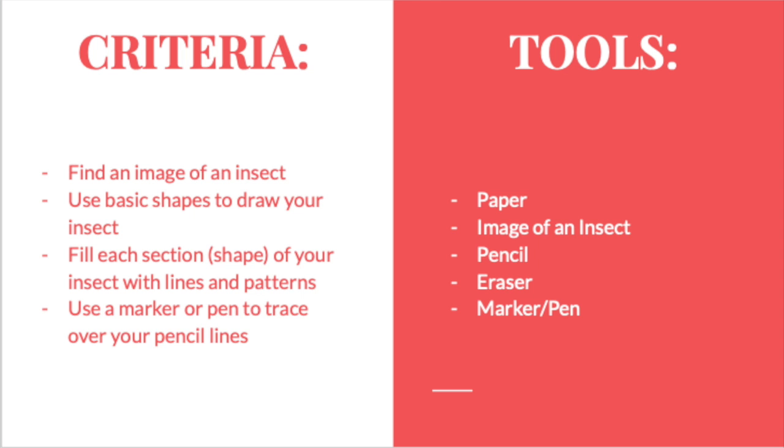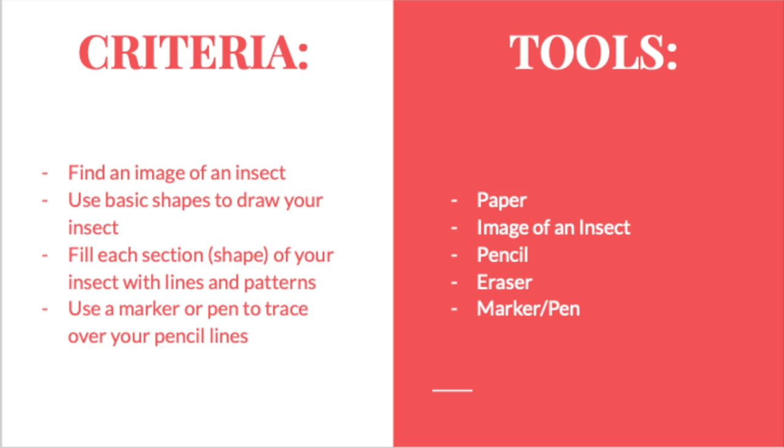Once you have your insect drawn out on your paper, you are going to fill each section of your insect with lines and patterns, kind of like how we did mandalas, if you joined me for that episode. Once all of your sections of your insect are full, you are going to use a marker or a pen to trace over your pencil lines. You can choose to trace over some lines heavier than others to create some really cool effects.